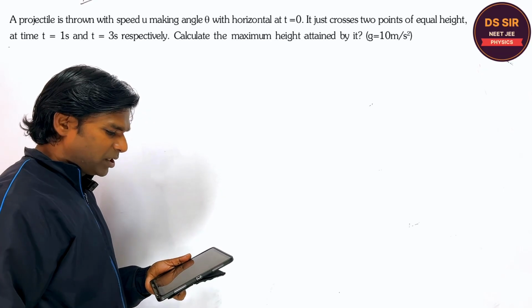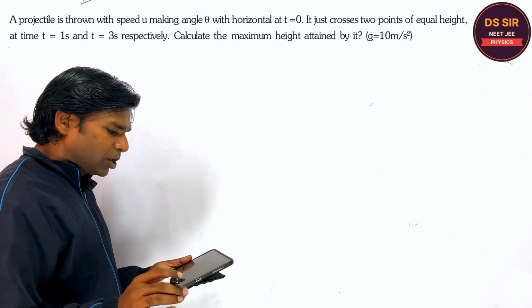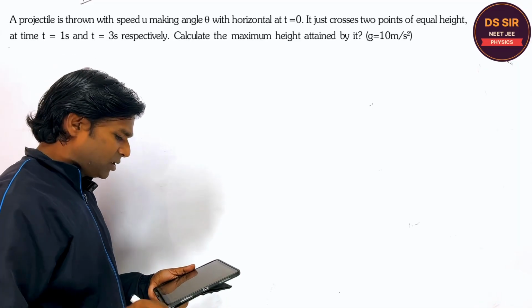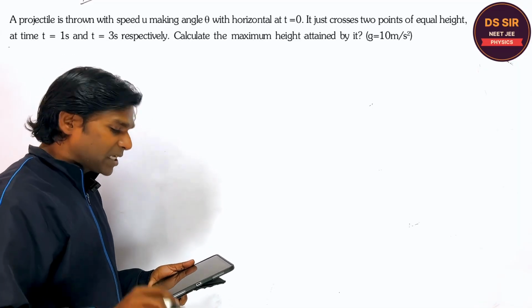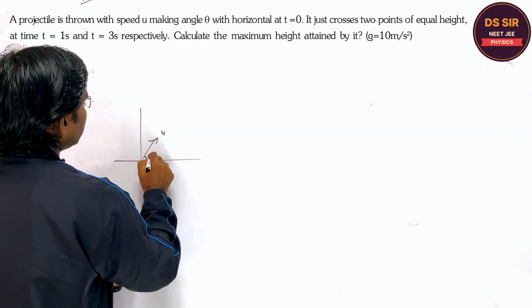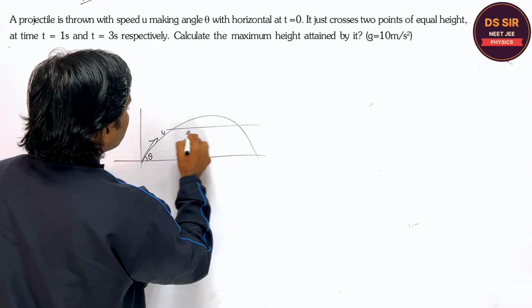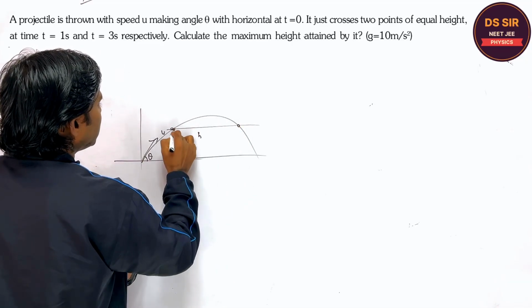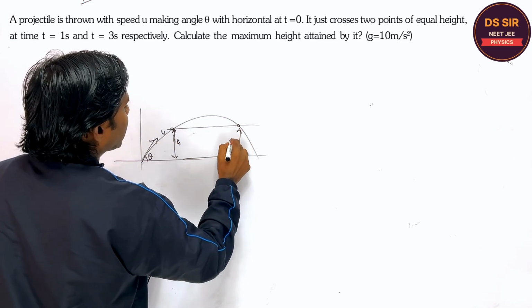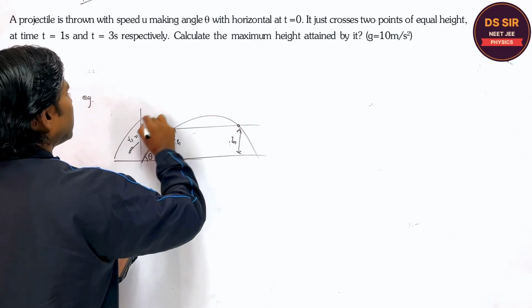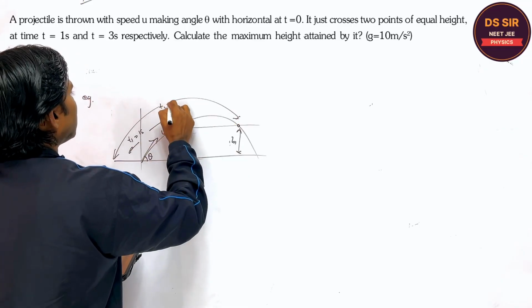Question: a projectile is thrown with speed u making angle theta with the horizontal at t equal to 0. It crosses two points of equal height at times t1 equal to 1 second and 3 seconds. Calculate the maximum height. They are not asking for that point's height. Suppose this is the u and theta, at the same vertical point, same vertical displacement, they are at, what is the time? Say it is 1 second after and after 3 seconds.